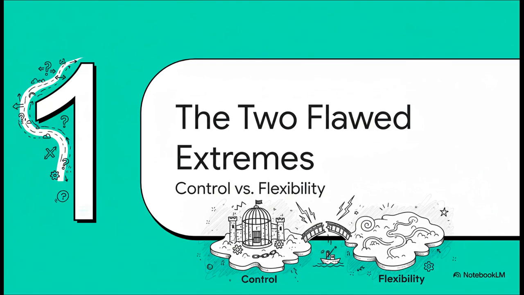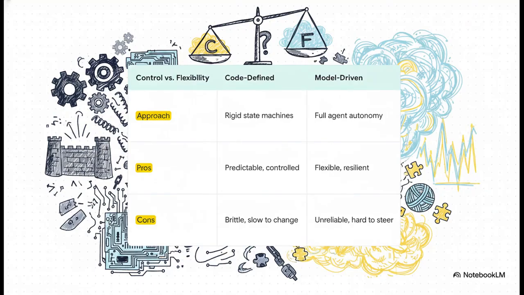Okay, so let's look at the current landscape. Right now, as a developer, you're pretty much stuck between a rock and a hard place. You have to make this painful choice, navigating between two really flawed extremes: total control or total chaos. On one end, you've got those rigid code-defined state machines. You know the frustration of a brittle system. You change one tiny little thing and the entire house of cards comes tumbling down.